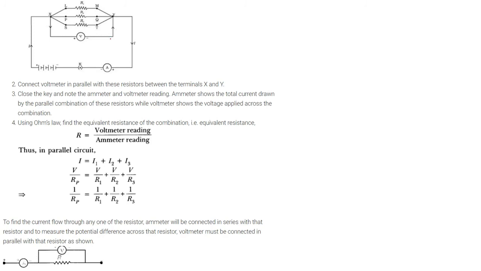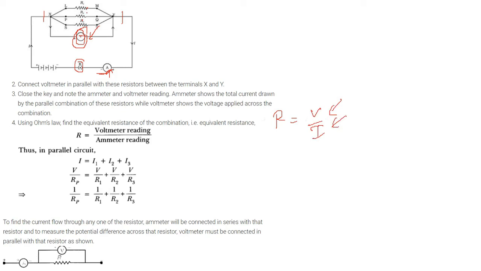And then we will connect the voltmeter in parallel with these 3 resistors between the terminals X and Y. Then we'll close the key and note the value in the ammeter and the voltage reading, that is the voltmeter reading. The ammeter shows the total current drawn by the parallel combination of these resistors, while the voltmeter will show the voltage being applied across the combination. We'll use Ohm's law to find the equivalent resistance. R is simply V by I. This is the voltmeter reading, this is the ammeter reading.